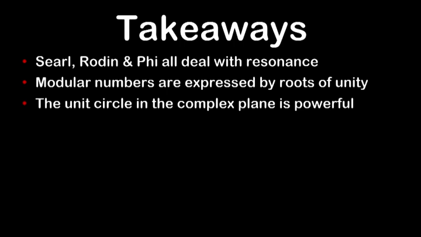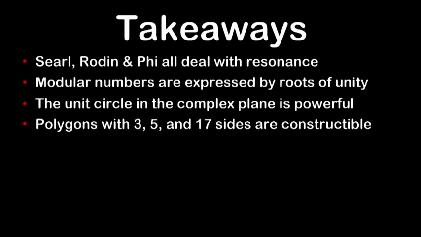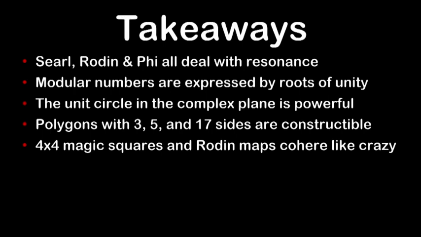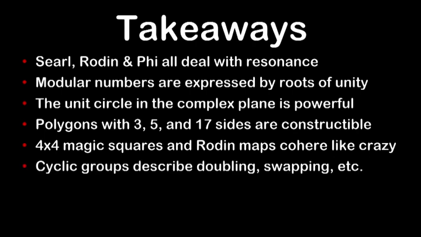And the unit circle in the complex plane is powerful, way more powerful than we give it credit for, I think. Polygons with 3, 5, and 17 sides are constructible. We know what constructible means, and we know why they're constructible, and we even know how to do it if we had to. 4x4 magic squares and Rodin maps cohere like crazy. And we've seen that, and we've seen why, and we're seeing it happen. And there has to be something that we can get from that.